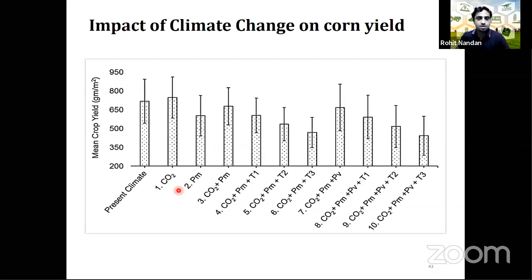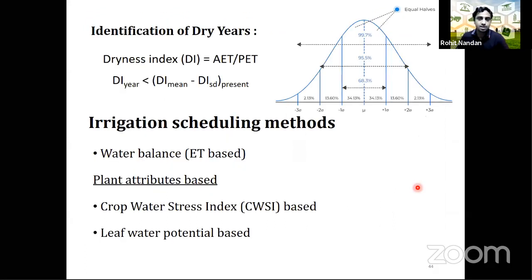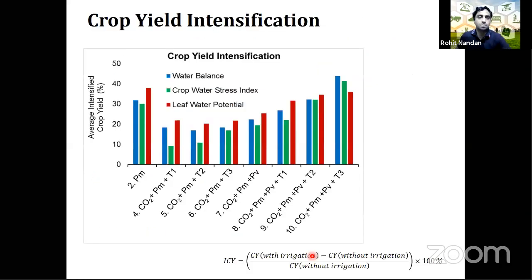The other parameters like precipitation also affected the profit. It has reduced up to 20% of profit, but with 3 degrees Celsius temperature change, overall we can see 40% reduction of profit. So then we identified the dry years using the dryness index, and then applied these three irrigation scheduling methods on this model.